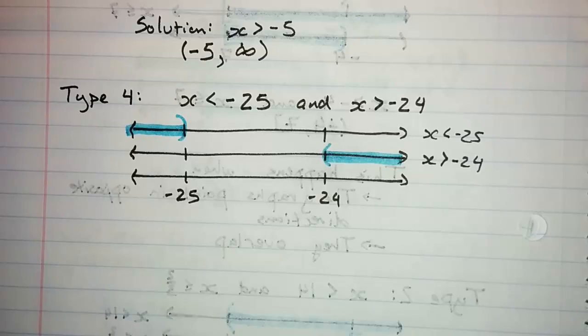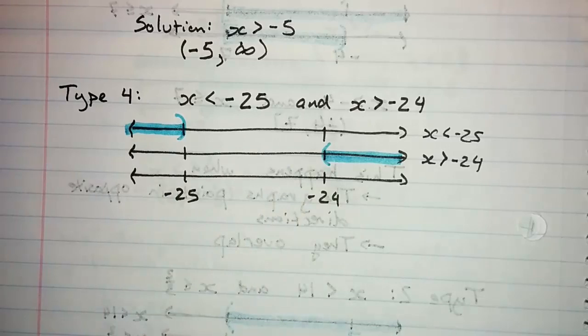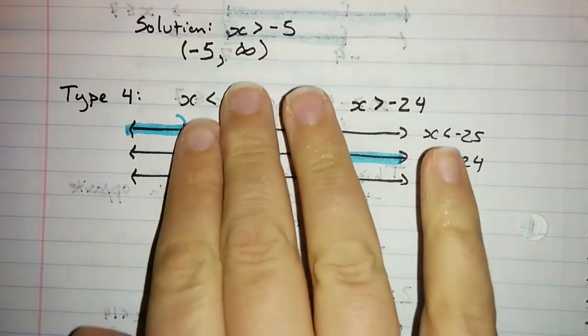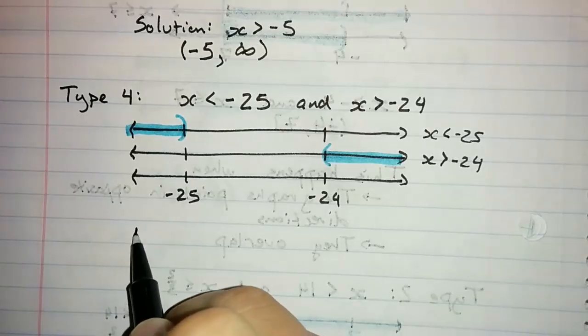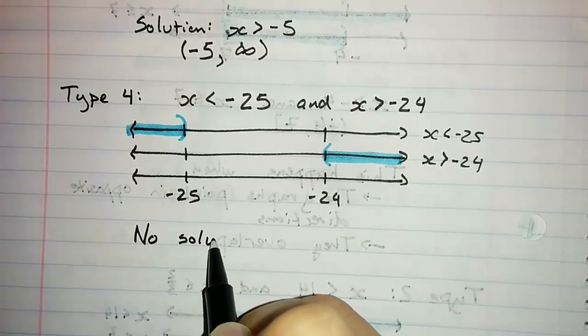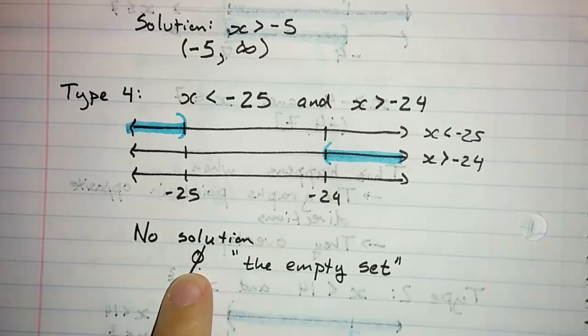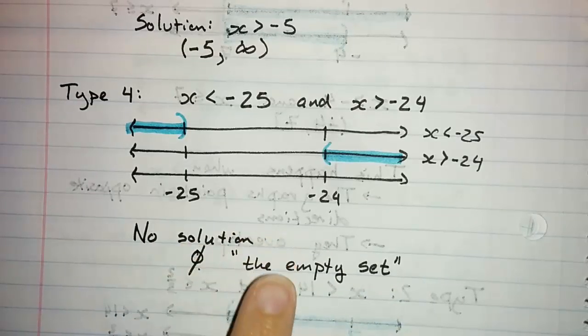And now I look and I see, what points do these have in common? And I see, well, none of them, right? Nothing over here is also over here. There's this gap in the middle where they don't have anything in common. So here we have no solution. If we want interval notation or set builder notation, we can write this symbol. This symbol is read the empty set. It's the set that doesn't contain anything. So, since there are no solutions, if we sat down to make a list of all the solutions, there would be nothing on the list.